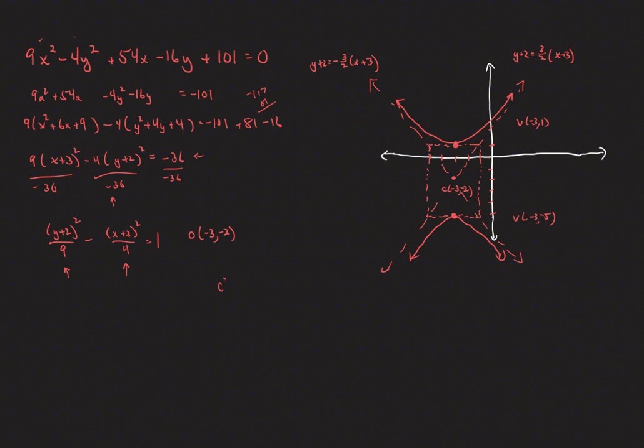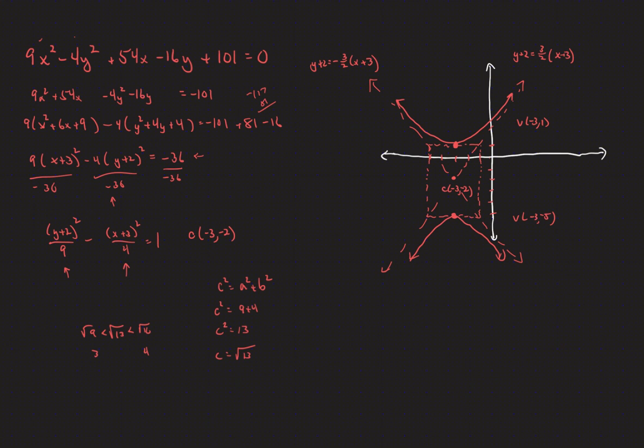We still need to find the foci, and in a hyperbola, it goes c squared equals a squared plus b squared. So that's going to be 9 plus 4, so that's 13. So we're going to get the square root of 13. We know the square root of 13 is in between the square root of 9 and the square root of 16, so we're in between 3 and 4. It's going to be on that major axis. So we're going to go on the vertical axis up a little more than 3.